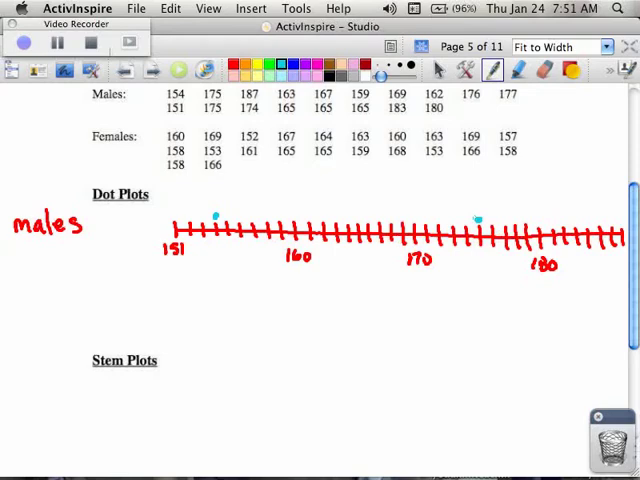187, 163, 167, 159, 169, 162, 176, 177, 151, 175.